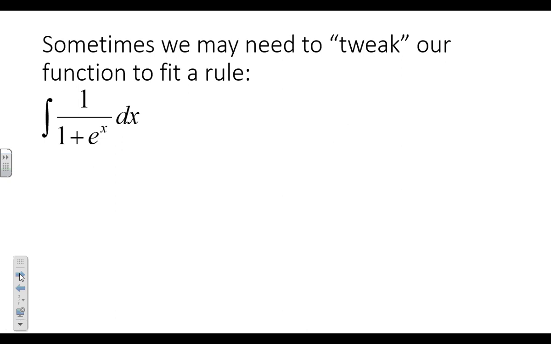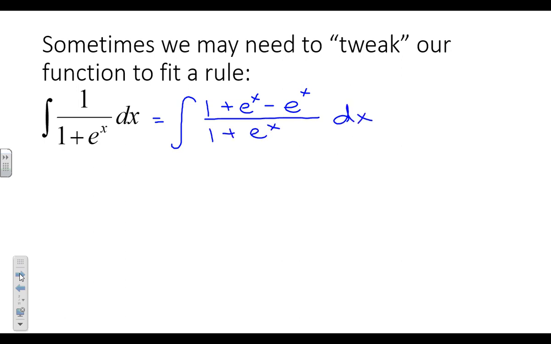Okay. So, what are we allowed to do? Multiply by 1 or add? Add how much? Add 0. Multiplying by 1 or adding 0 does not change our expression. What did I just do? I added 0. E to the x minus e to the x is what I added. Now, how is that beneficial?